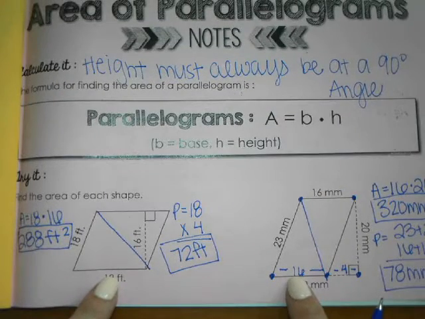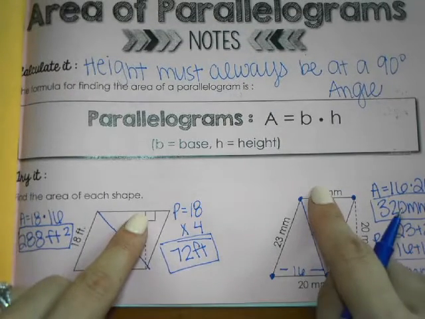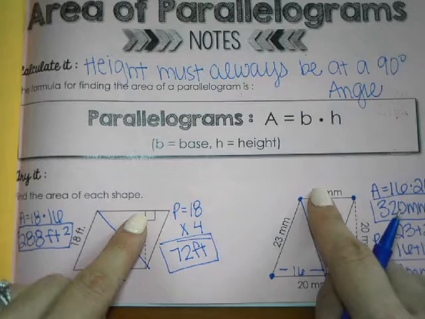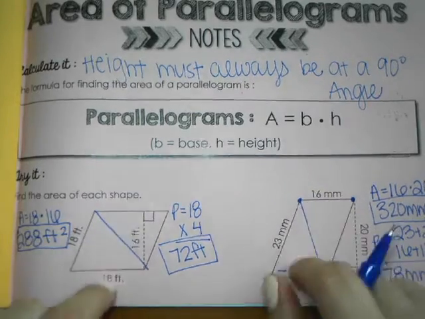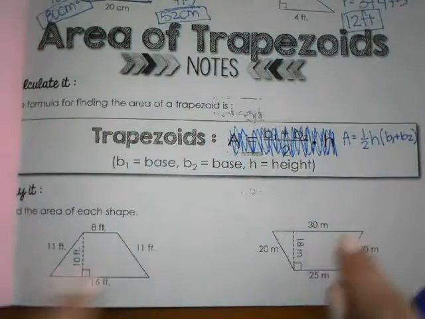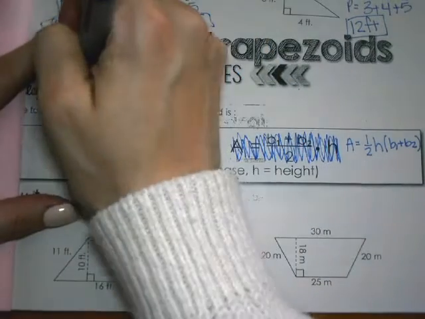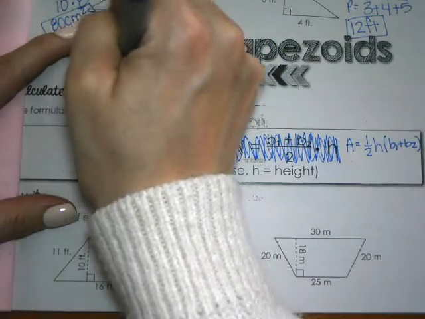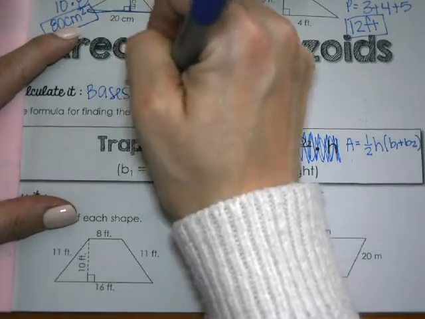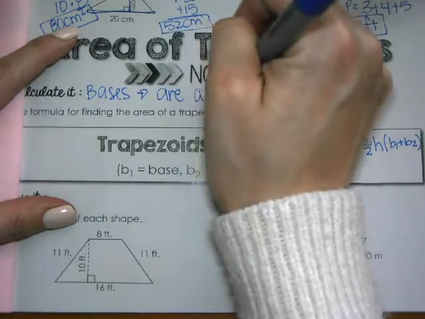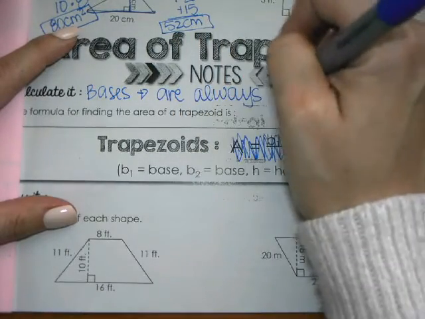For your bases, you guys know how when we did parallelograms, 18 and 16 were your bases, right? And the tops were always the same, correct? That's why we always had only one base, because top and bottom were the same. That's not going to be true with trapezoids. So when you find the bases, they are always parallel.